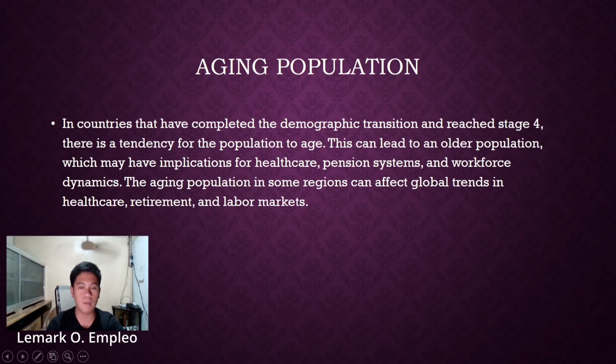Aging population. In countries that have completed the demographic transition and reached stage 4, there is a tendency for the population to age. This can lead to an older population, which may have implications for healthcare, pension systems, and workforce dynamics. The aging population in some regions can affect global trends in healthcare, retirement, and labor markets.